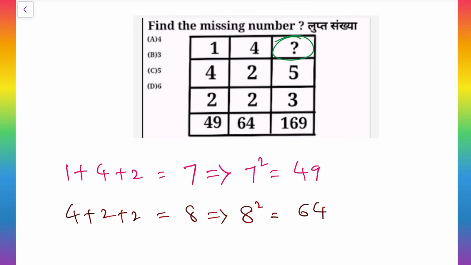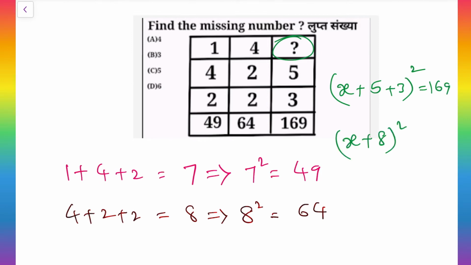Here a number is missing, so write it as x plus 5 plus 3. This answer square should be 169. So x plus 5 plus 3 is 8, whole square equals 169. Which number square is 169? It is 13 square. So here x plus 8 is there. In the place of x, which number if we keep, we will get 13? It is nothing but 5. So the missing number is 5. 5 plus 8 is 13. 13 square is 169.